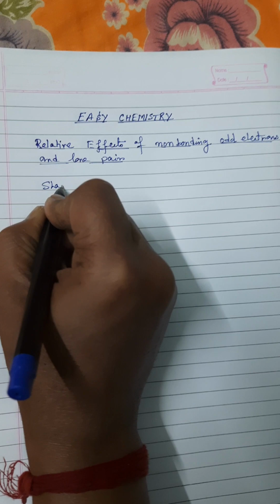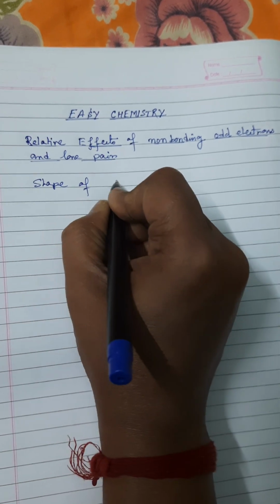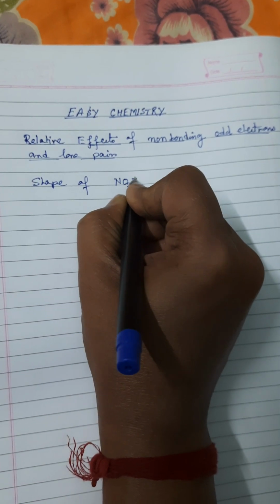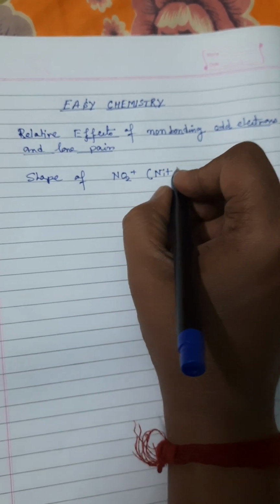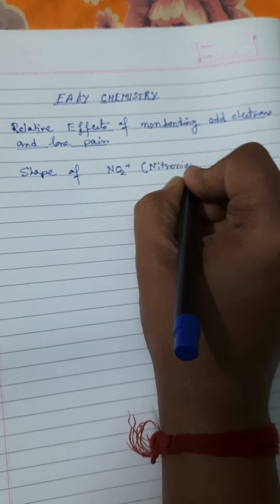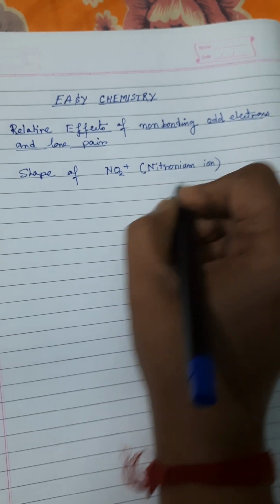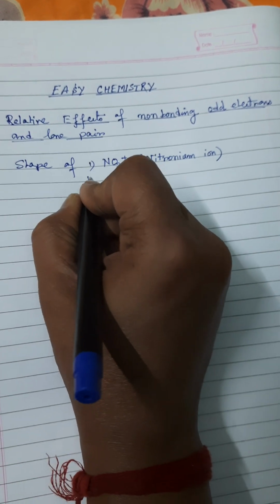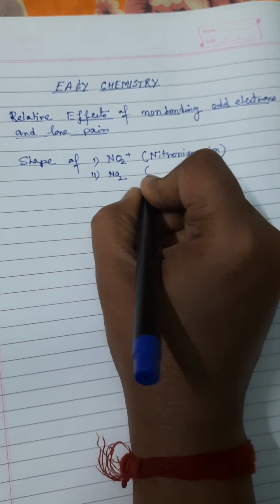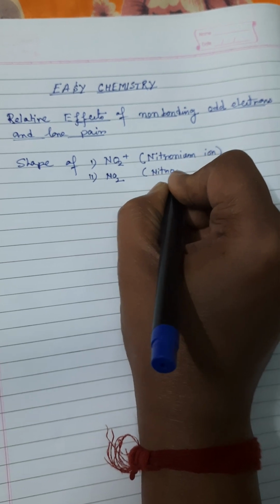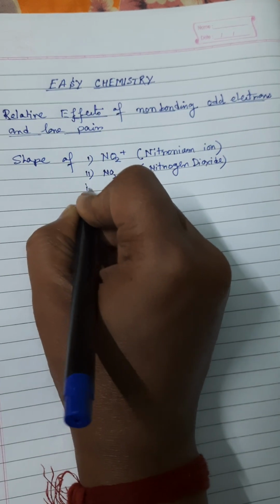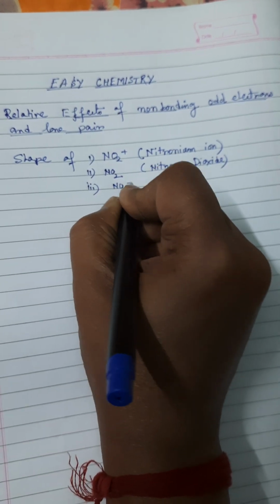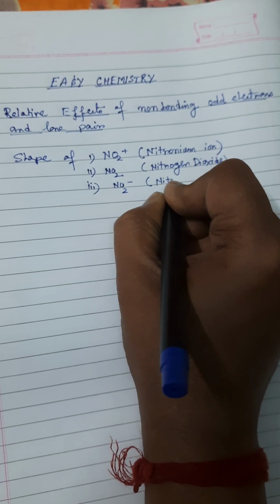That is, the shape of NO2 plus ion. What is the name of NO2 plus? This is the nitronium ion. And NO2, we all know, is nitrogen dioxide. And third, NO2 minus is called nitrite.